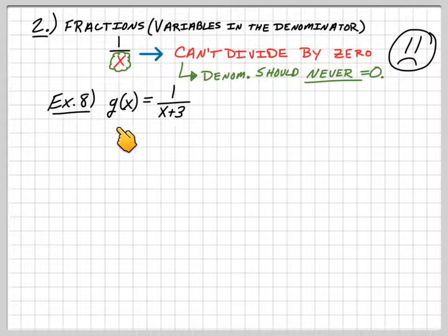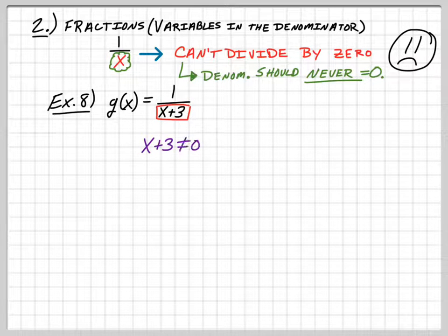For this example 8, take a look at this. So g of x equals 1 over x plus 3. So there is going to be a restriction because we've got a variable in the denominator. And there's a certain kind of x you could plug in there that would make that denominator 0 out, and that would be no good. Because anything divided by 0 is undefined. It doesn't exist, nor does it make sense. Okay, so that's our job to find out where that value is going to take place.